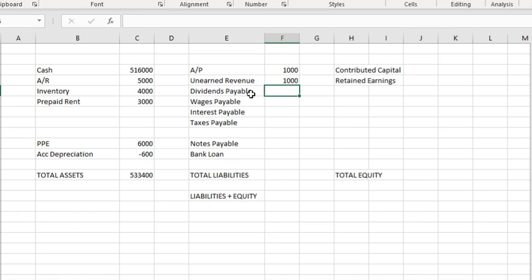In the next video, we are going to continue finishing the liability section, and we are going to start working on total equity, and then we are going to look at the balance sheet overall.